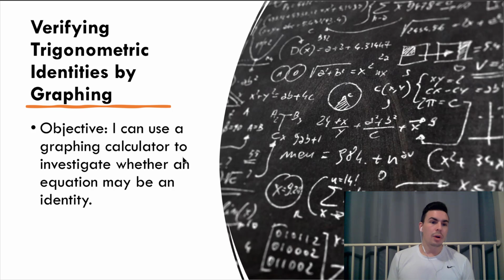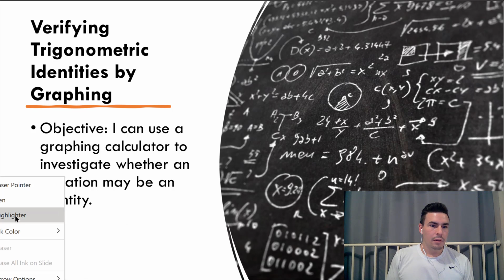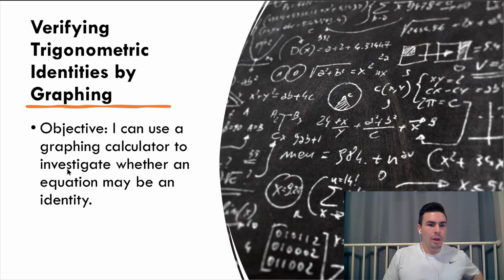So our objective for this lesson: we're going to be able to use a graphing calculator to investigate, I'm going to highlight this word here, investigate, whether an equation may be an identity. Not tell if it can be an identity or if it is an identity, but just investigate. Okay, so let's go ahead and get going.